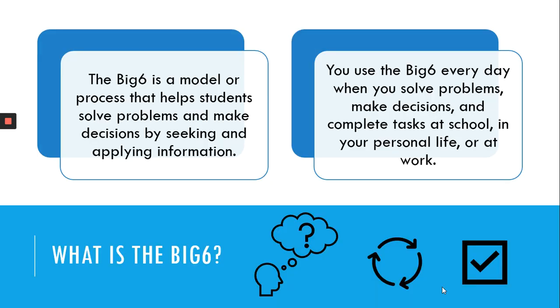So what is the Big 6? The Big 6 is a model or process that helps students solve problems and make decisions by seeking and applying information. So you use the Big 6 every day when you solve problems, make decisions, and complete tasks at school, in your personal life, or at work. The Big 6 can be used for research projects, but it also is used anytime that you are trying to solve problems or make decisions by finding and applying the information that you need.